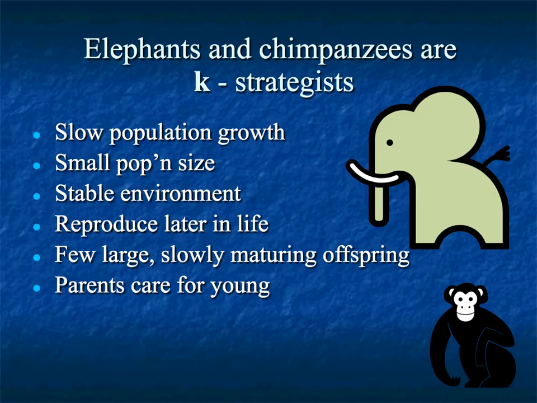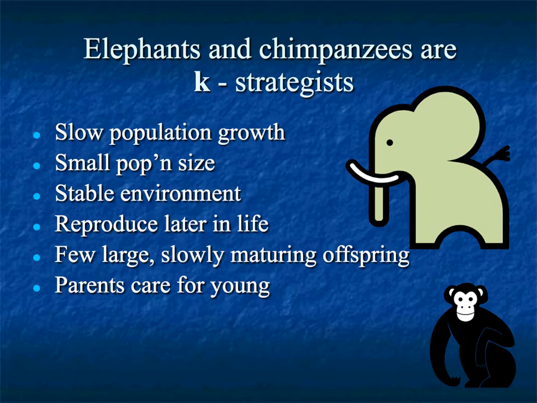On the other hand, elephants and chimpanzees are K strategists. These types of organisms show slower population growth than do R strategists, and they have a relatively small population size. Now, that's not to say that there aren't a lot of elephants or chimpanzees in the world, or people for that matter, who are also K strategists, but compared to the insects and the mice and the other organisms that are R strategists, the populations are relatively small.